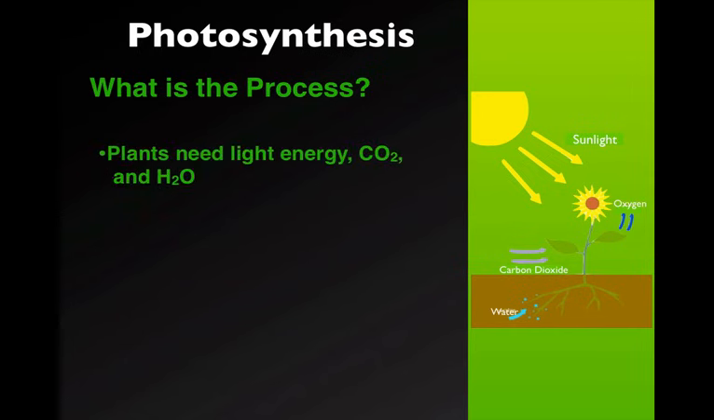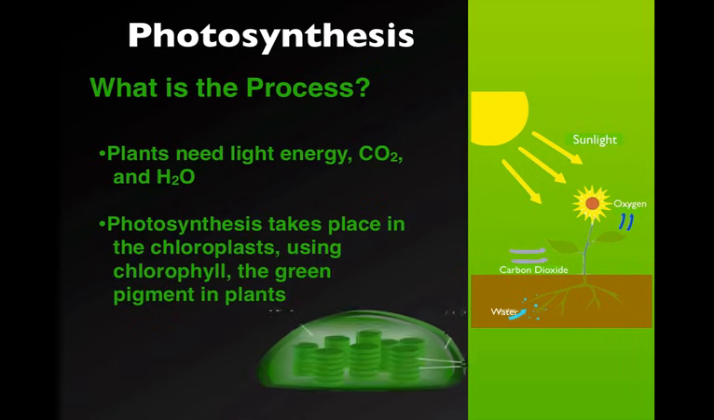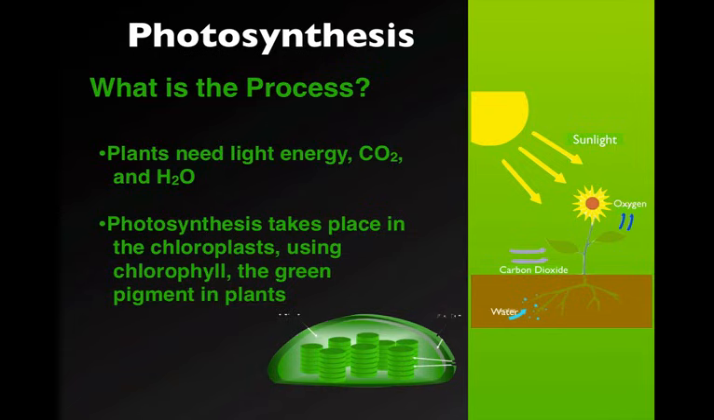Now the plant needs light energy, carbon dioxide, and water in order to have this chemical reaction take place. And the place where it happens in the plant is a little organelle, part of a cell, called a chloroplast. There's chlorophyll, and that's what makes the plant green. That chlorophyll is able to use the energy from the sun to convert water and carbon dioxide into sugar.